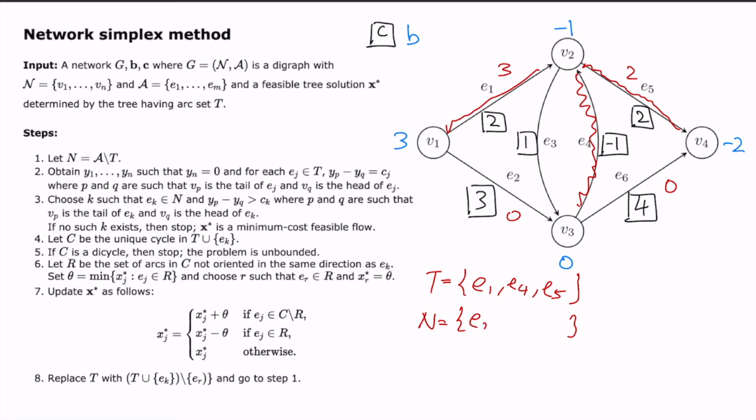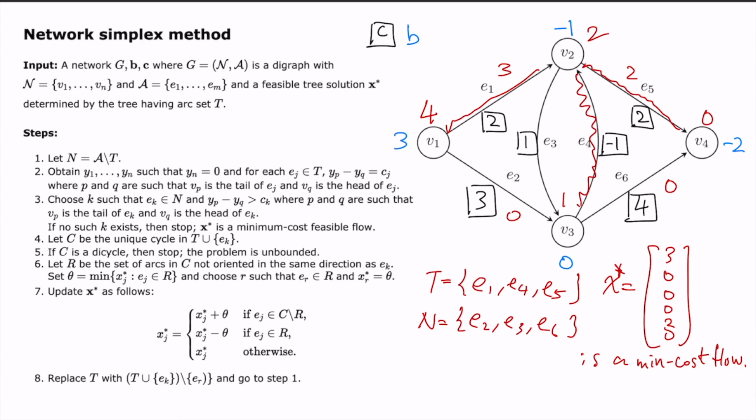So N is going to be E2, E3, and E6. And for our new y, y4 is 0, y2 is 2, y1 is 4, and y3 is 1. And one can now quickly check that there's no k such that y at the tail of E_k minus y at the head of E_k is bigger than the cost on E_k. And so what we have here is a minimum cost feasible flow.